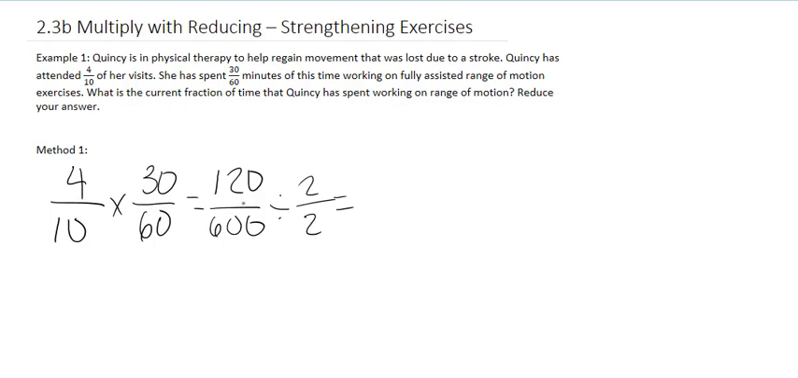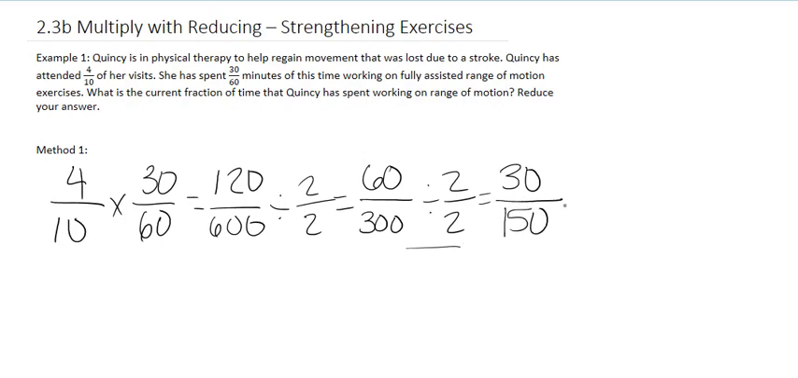So now we get 120 divided by 2, which is equal to 60. Now 600 divided by 2 is 300. Now we can divide by 2 again, as these are both even again. So 60 divided by 2 is 30. 300 divided by 2 is 150. Let's divide by 2 one more time. So now 30 divided by 2 is 15, and 150 divided by 2 is 75.